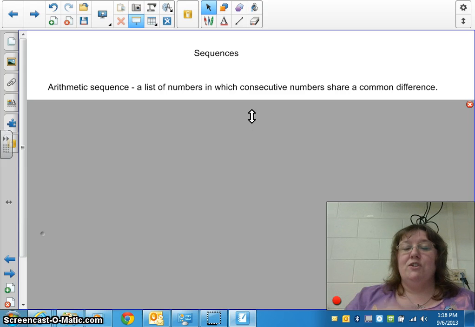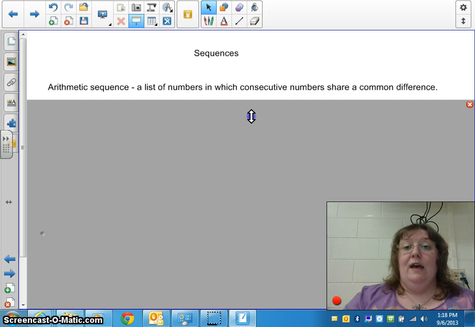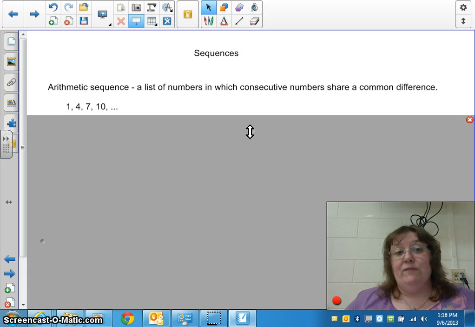Okay, so you should have written down 5. 5 is the common difference between 5, 10, 15, 20. Okay, you go up in increments of 5. All right, so that is an arithmetic sequence. So let's look at this example here. We have 1, 4, 7, and 10. What is the arithmetic difference for these numbers? Three should be your answer, because there's 3 between 1 and 4, 3 between 4 and 7, 3 between 7 and 10. Okay?